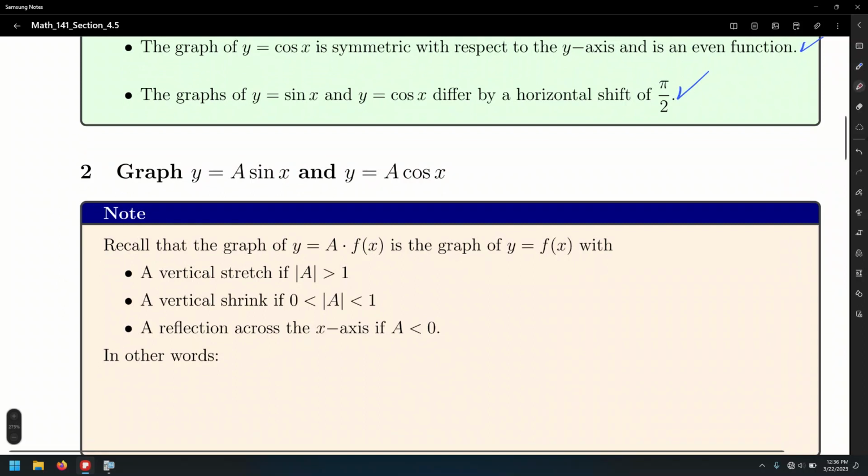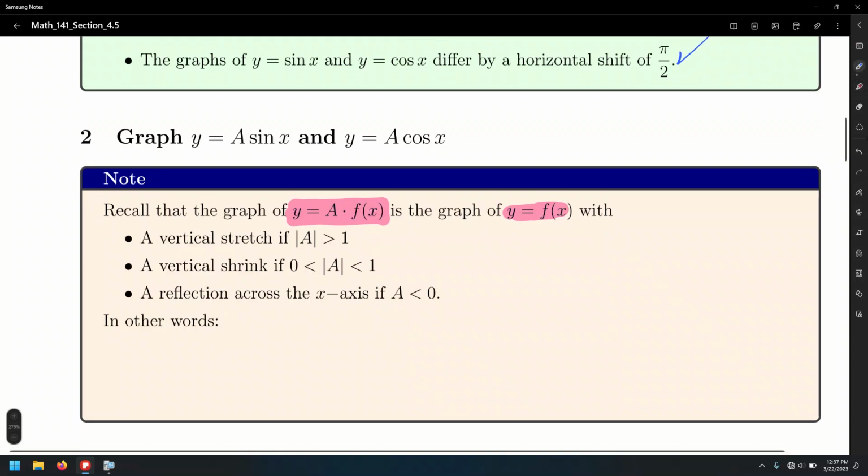Let's recall in general that the function y equals a times f of x is the graph of f of x with a vertical stretch if the absolute value of the number that multiplies the function is greater than 1, and otherwise it's a vertical shrink, that is, it gets a little smashed if the number is between 0 and 1, like a half, like a third, etc. And we have a reflection across the x-axis if the coefficient is negative.